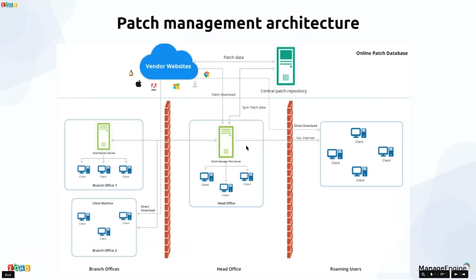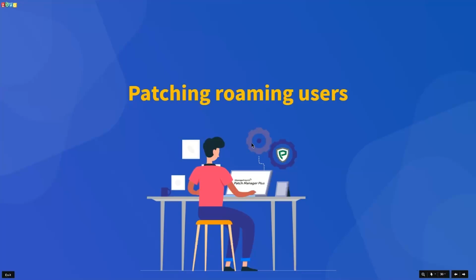Now let us take a look at how the endpoints can be managed in the distributed workforce. Patching the roaming users. There are two ways in which the users can be managed. One is through the secure gateway server. The domain users can connect to the secure gateway, thereby you don't have to expose your Endpoint Central server on the internet. So this way, all the communication between the agent and the Endpoint Central server will happen through the secure gateway component.